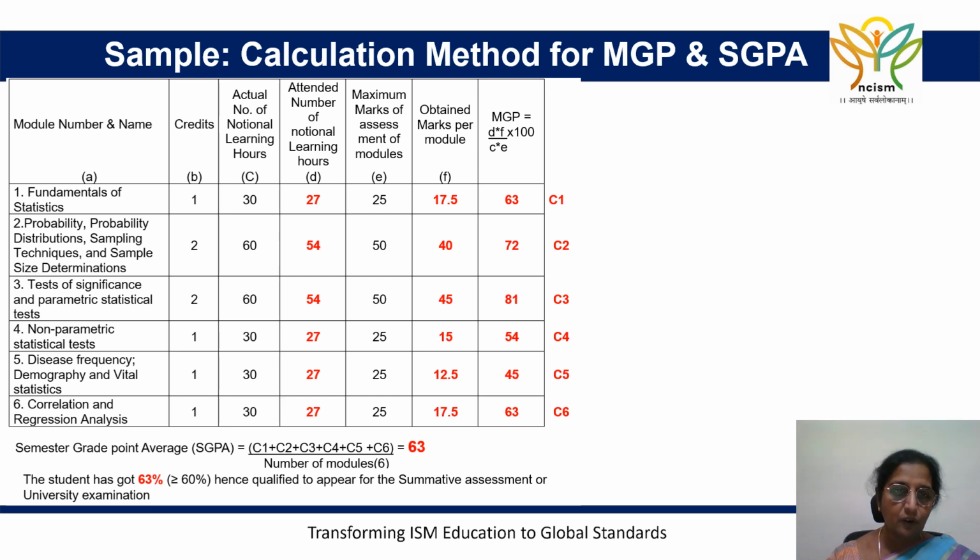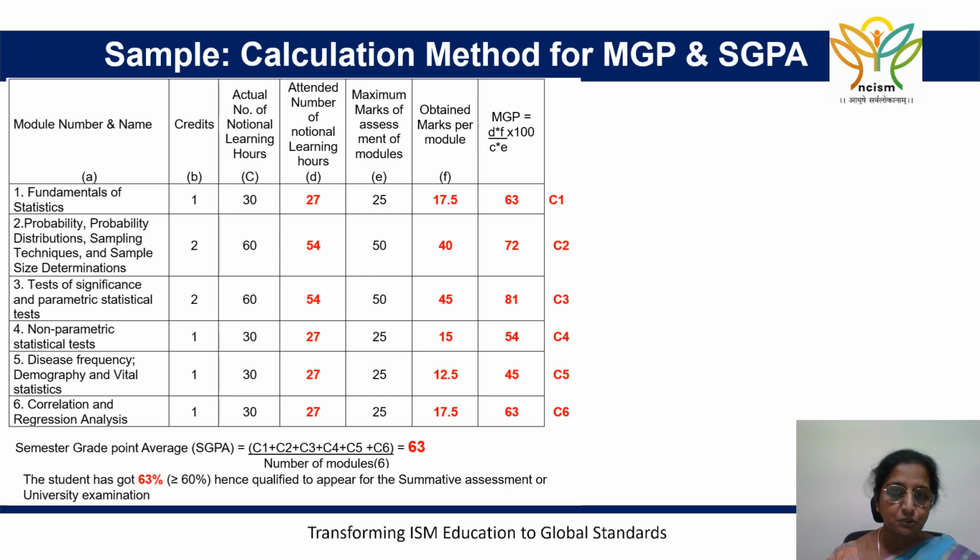The second column, B, shows the number of credits. The third column, C, shows the actual number of notional learning hours. Column D shows the attended number of notional learning hours. Column E shows the maximum marks of assessment for each module. Column F shows the marks obtained by the student per module.